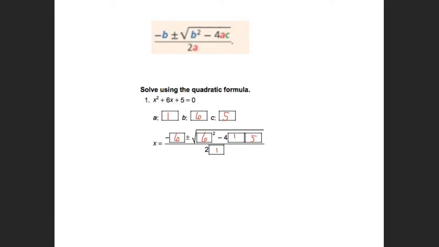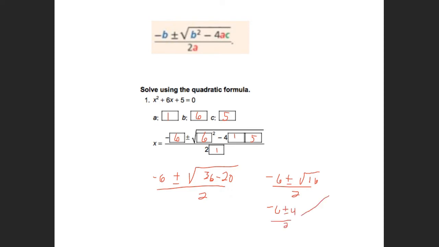And then I would go negative 6 plus or minus 6 squared, which is 36, minus 4 times 1 times 5, which is 20, over 2. So the square root of 36 minus 20, that's 16. So I have negative 6 plus or minus the square root of 16 over 2. The square root of 16 is 4. So I end up with negative 6 plus or minus 4 over 2.